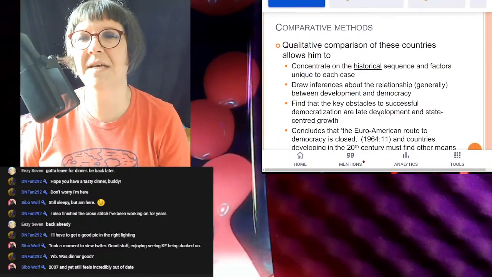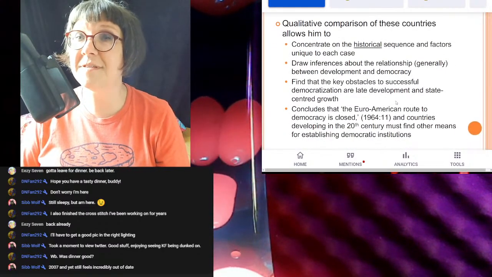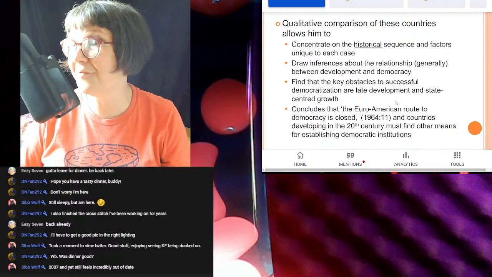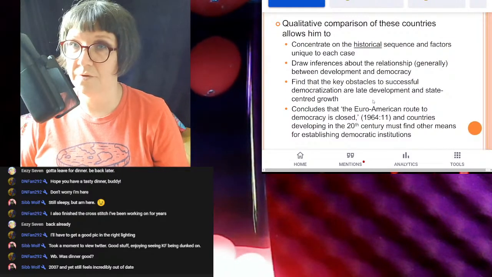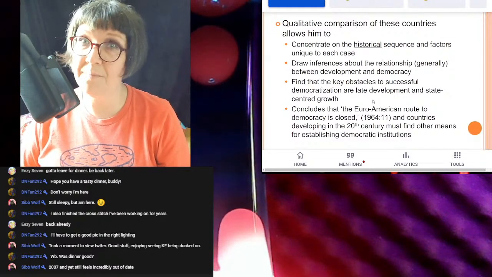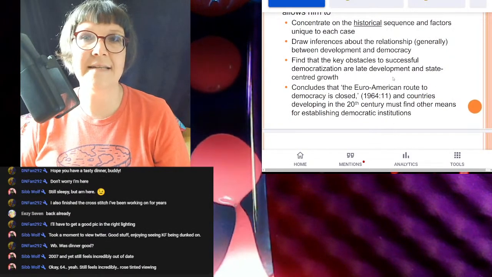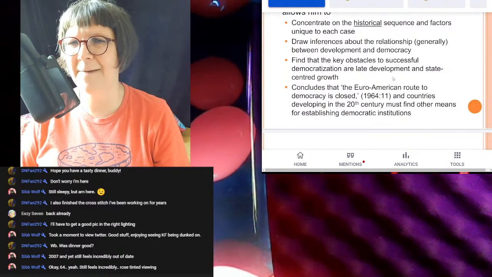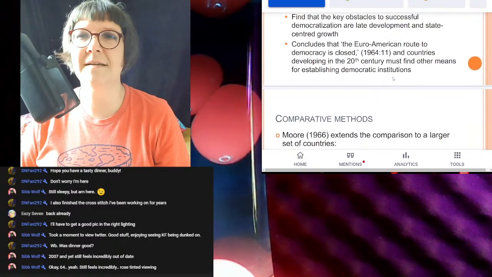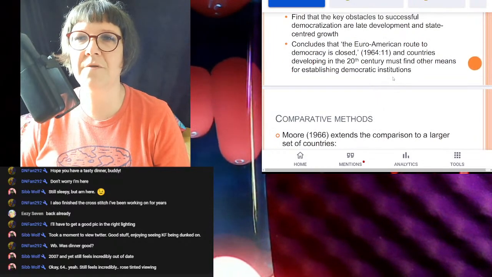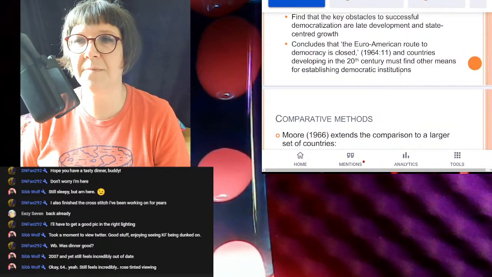All right. Qualitative comparison of these countries allows him to concentrate on the historical sequence and factors unique to each case. Of course, those historical sequences are going to be biased based on the framing, we should note. Draw inference about the relationship between development and democracy, when you count democracy as being white people. Find that the key obstacles to successful democratization are late development and state-centered growth. Yeah, that was not at all a capitalist-biased 1960s worldview. And Schweinitz concluded that the Euro-American route to democracy is closed and that countries developing in the 20th century must find other means for establishing democratic institutions.